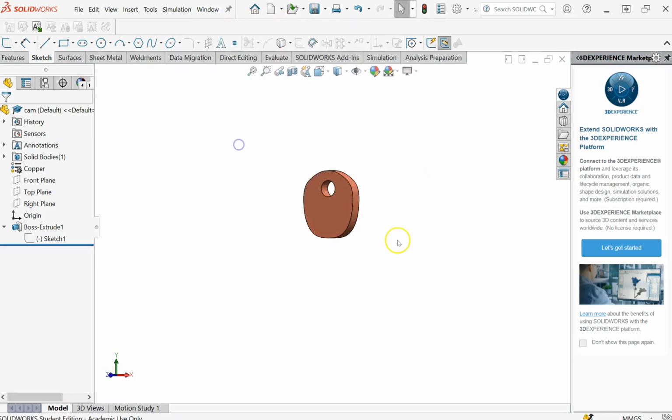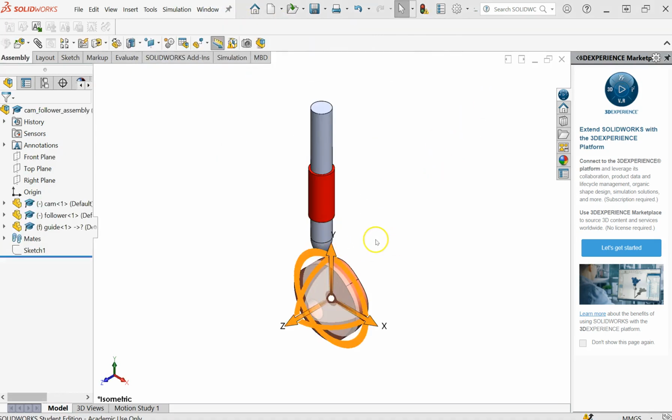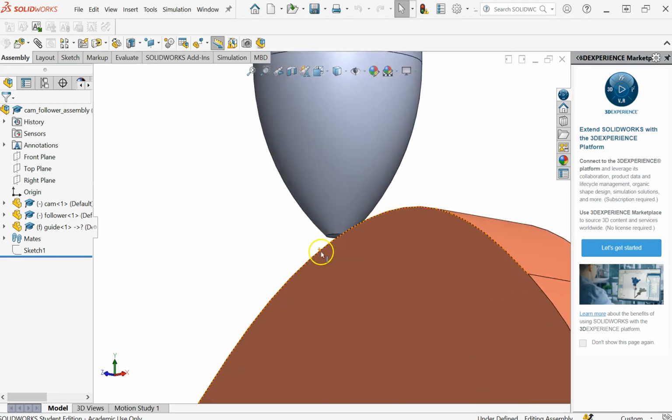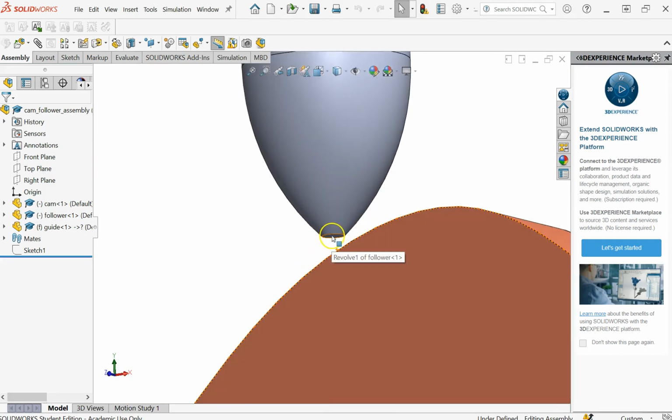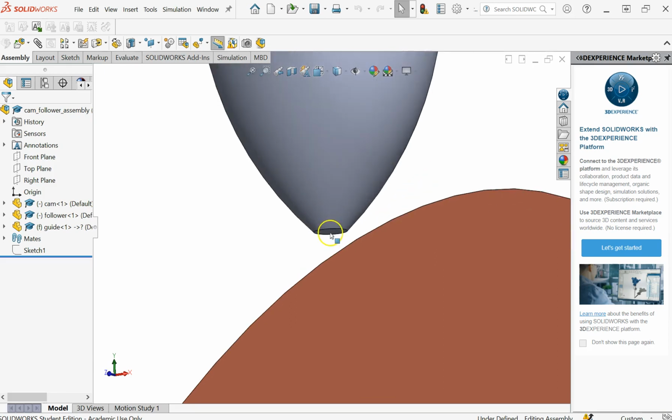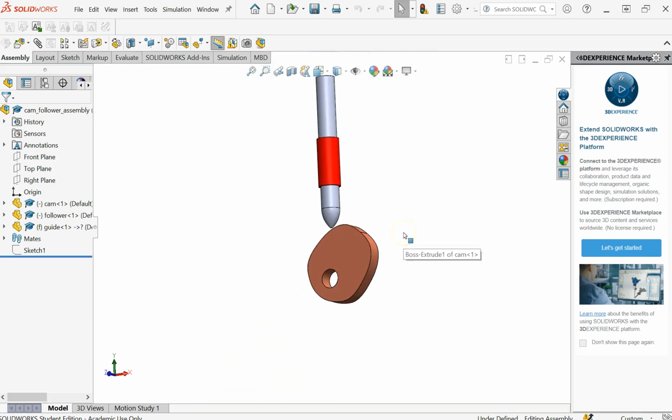And now this is my follower. So if you look at the follower, I didn't make it a perfect sharp point. I added a little bit of surface here. And the reason is if you make it a super sharp point, sometimes SolidWorks will crash. So I added a small flat surface here, very small.